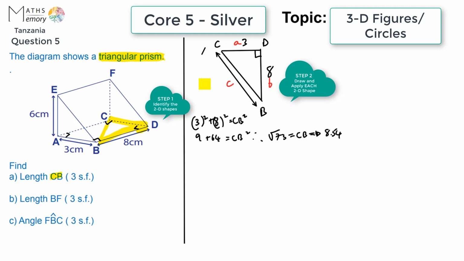This length of CB is a pivotal value for all the rest of the questions to come. You'll see this as a trait as we go along. So that's part A, how we did that over there.